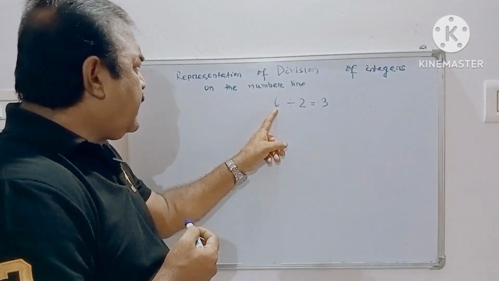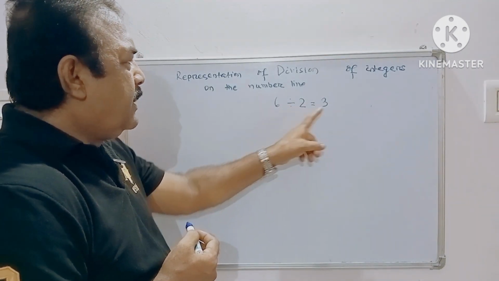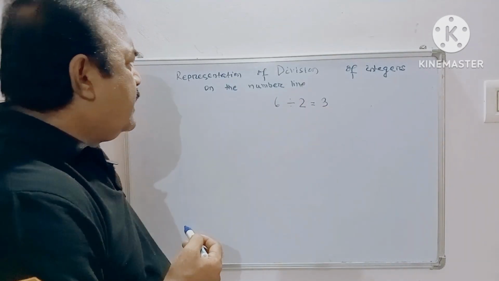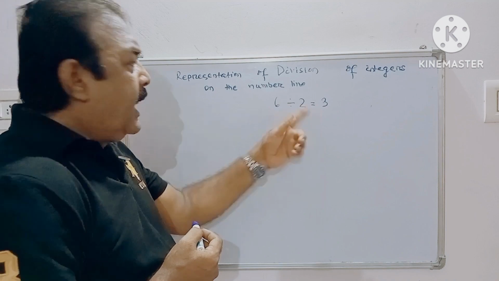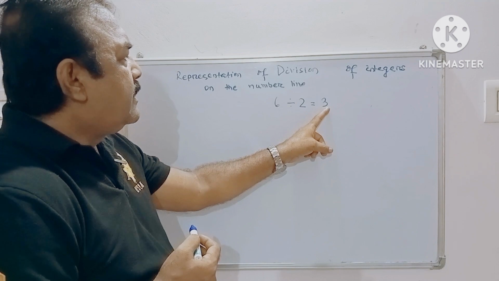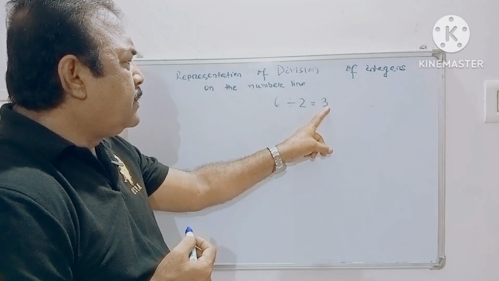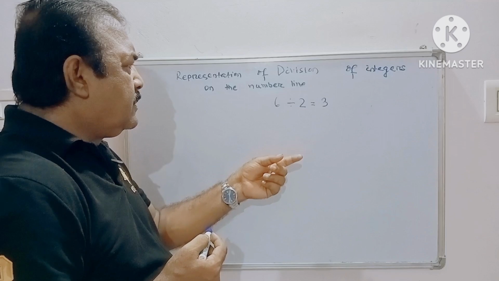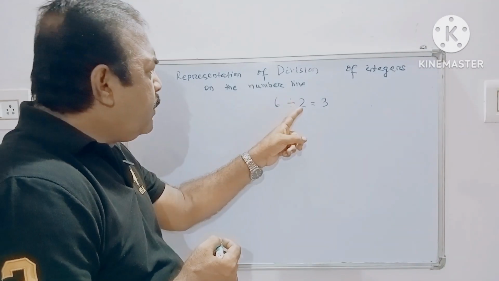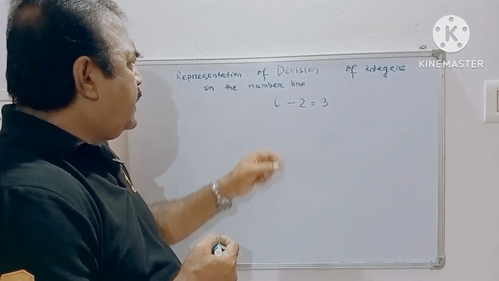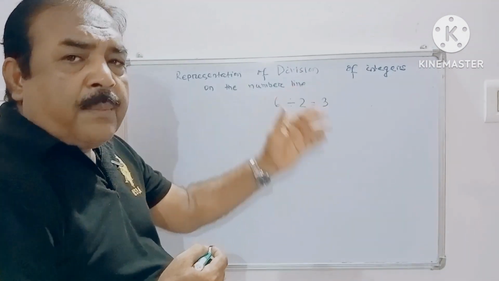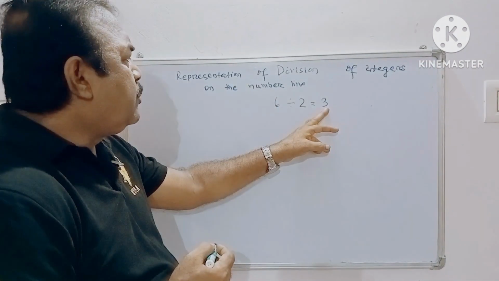6 is completely divisible by 2. So here there is no remainder, remainder is 0, and we will get the quotient as 3. So what does it mean? How many 2's are present in 6? The 3. There are 3 2's. So 3 2's are added to itself to give 6. So how many 2's are added to give 6? The 3 2's are added to give 6.